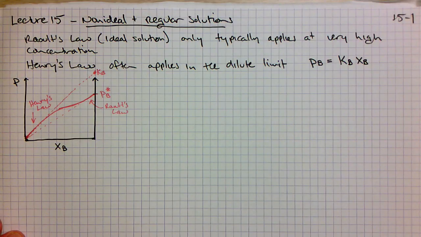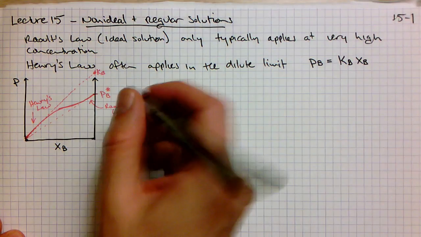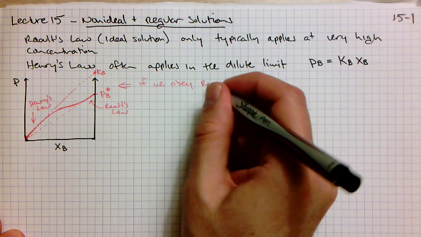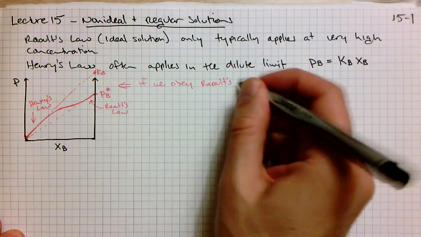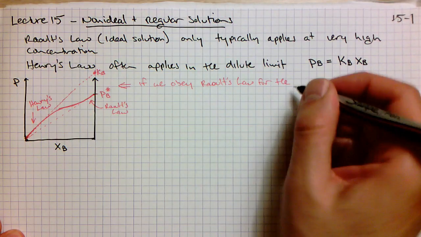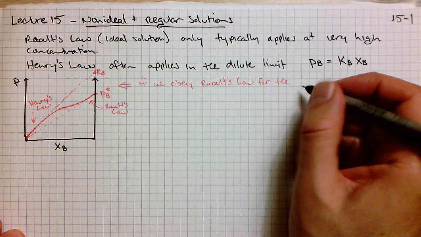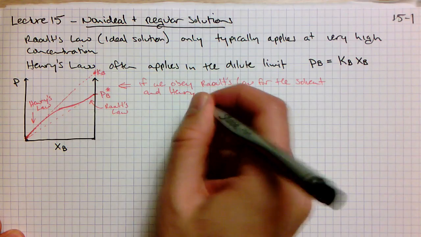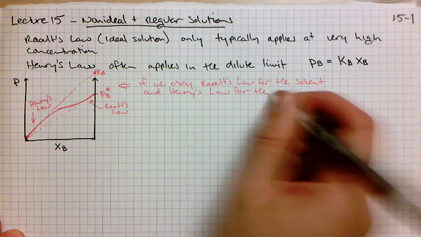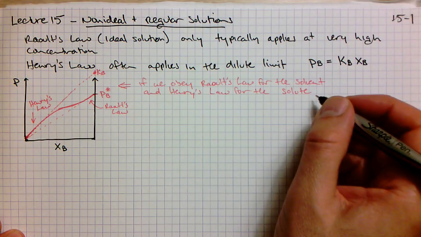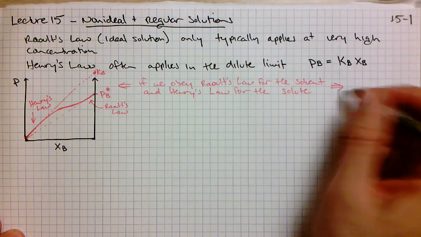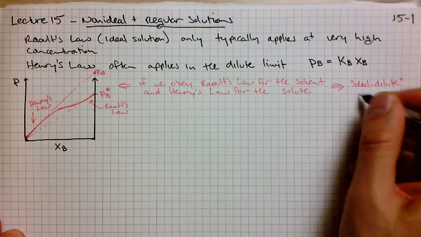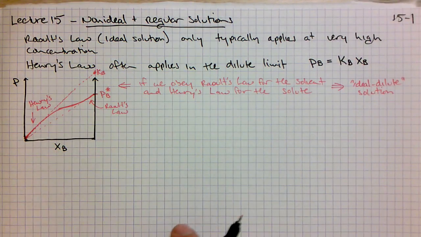Okay. So a solution that behaves in this way, so if we obey Raoult's law for the solvent, that is, for the majority species, and Henry's law for the solute, that is, the dilute species, then we call that an ideal dilute solution, just by convention.